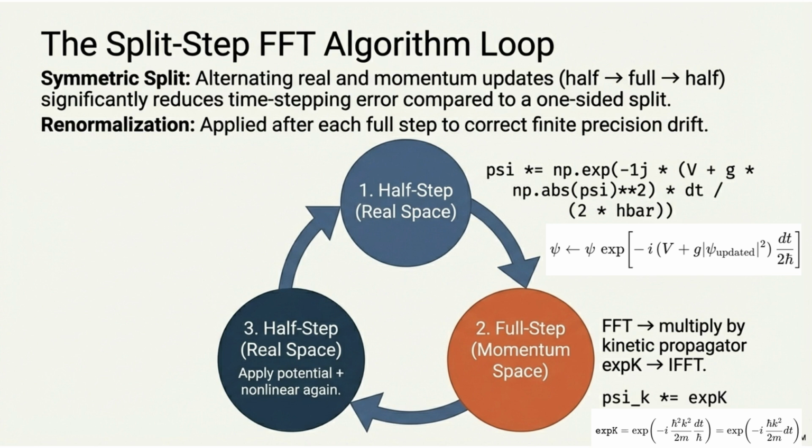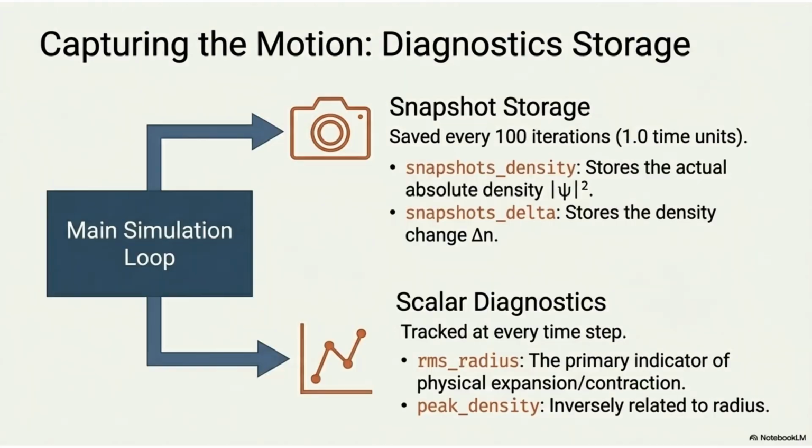The split-step FFT algorithm uses a symmetric split, alternating between half-step updates in real space and a full-step update in momentum space. This significantly reduces time-stepping error. Renormalization is applied after each full step to correct finite precision drift. We capture the motion using 2 types of diagnostics. Snapshot storage saves the absolute density and density change periodically. Scalar diagnostics, tracked at every time step, include the RMS radius for expansion/contraction and the inversely related peak density.